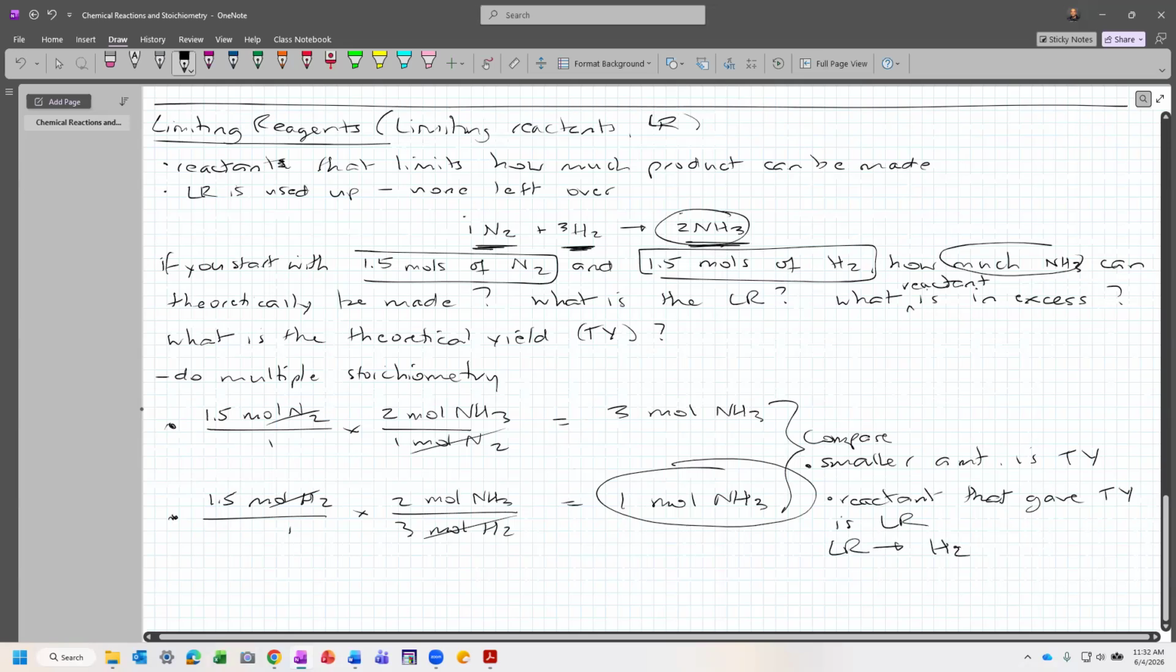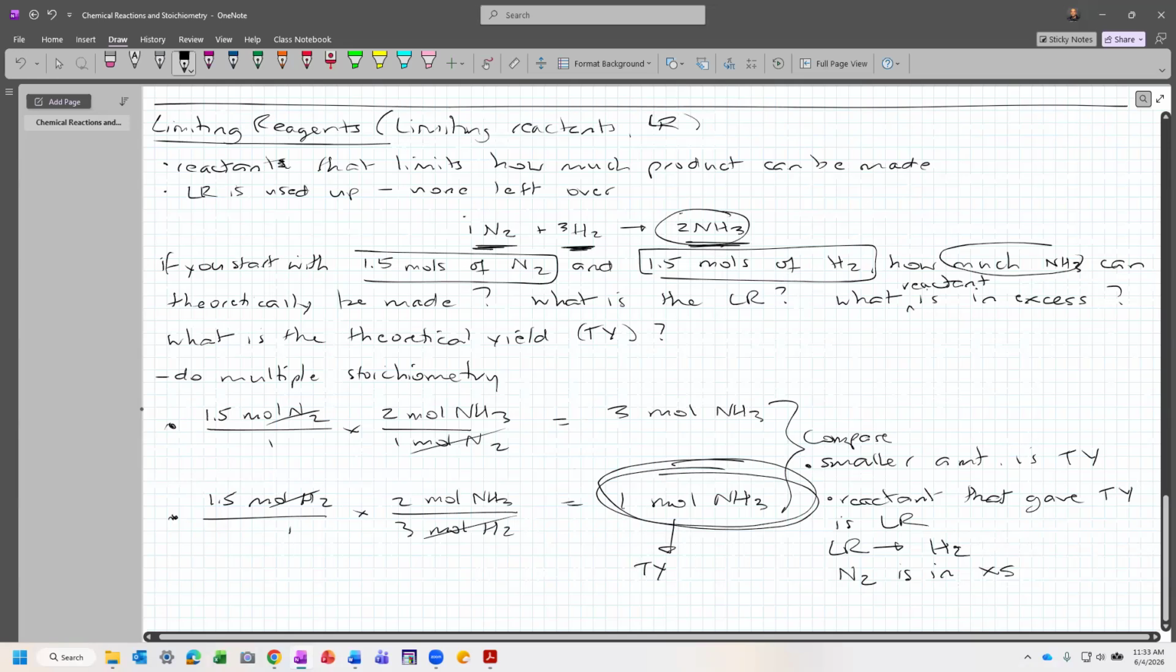And if the H2 is limiting, that means the other reactant, which would be the N2, would have to be in excess. Abbreviate excess as XS, which means some of that is going to be left over. So if we were to run this reaction, all of the H2 would be used up, and we'll have some of the nitrogen left over at the end, and we should theoretically get 1 mole of NH3, right? So that's our theoretical yield for this problem.